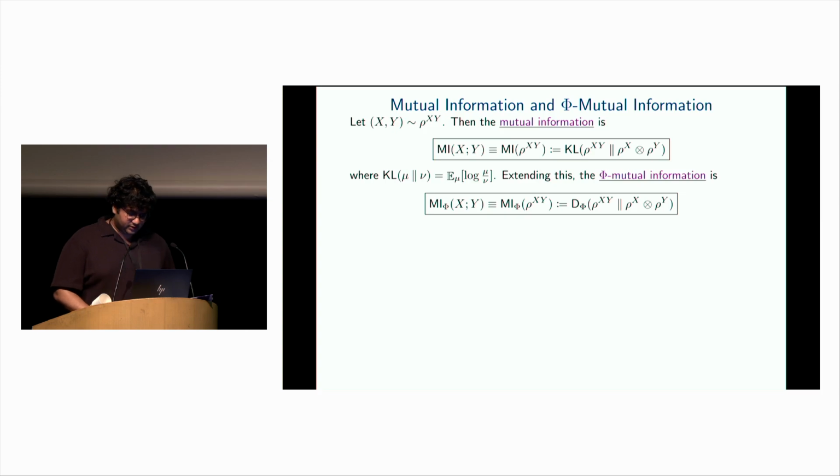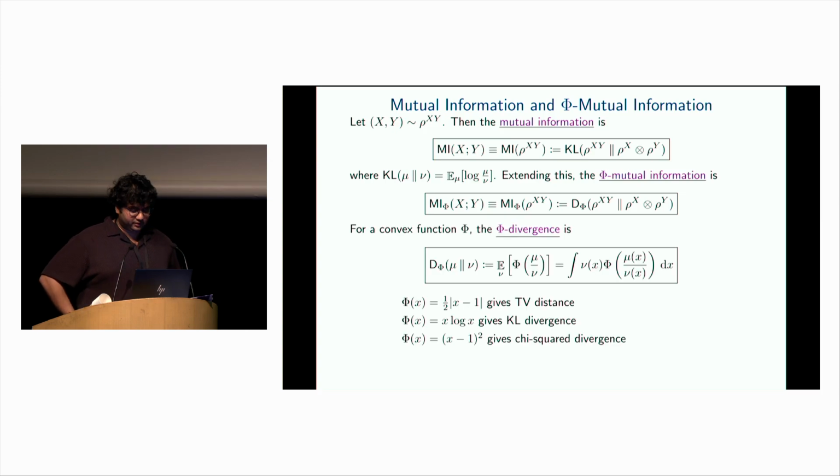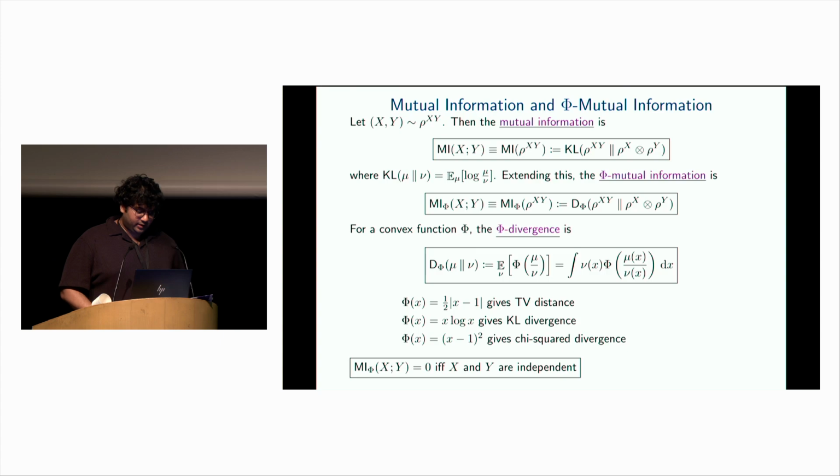So what is a phi divergence? These are a family of divergences which are induced by convex functions phi, also called f divergences. And based on the f, we get different common examples such as TV, KL, and chi-squared. And needless to say, all of these mutual informations are 0 if and only if x and y are independent.